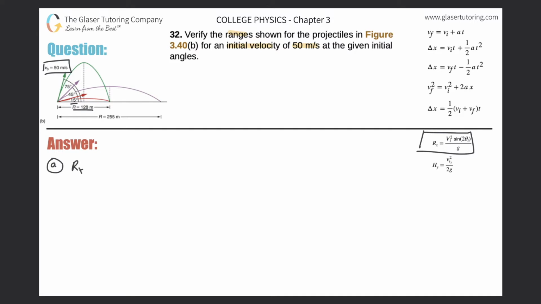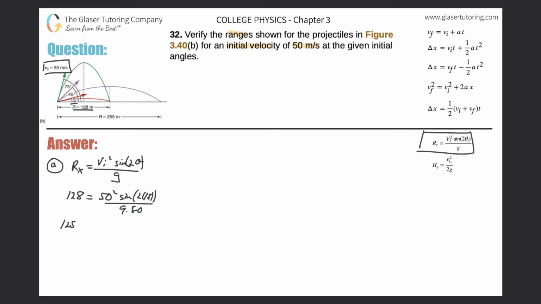All right, so let's write it down. The range of x is equal to the initial velocity squared times the sine of 2 times the initial theta value all over g. So the range here is 128 meters. And basically I'm just going to make sure that these two are indeed equal. No cross multiplication, whatever. I'm just going to make sure that the right side equals the left side. So 128 should equal 50 squared times the sine of 2 times 15 all over 9.80.